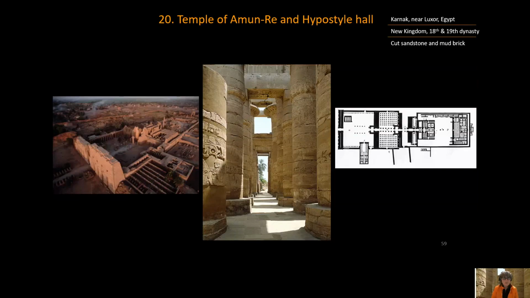Number 20 is from Egypt. It's our fourth Egypt piece, and it is titled The Temple of Amun-Re and Hypostyle Hall. The name Amun can be spelled like three different ways, like A-M-E-N, like Amen, and Re can also be spelled R-A, as in Ra. It has three images associated with it, and let's dive in.